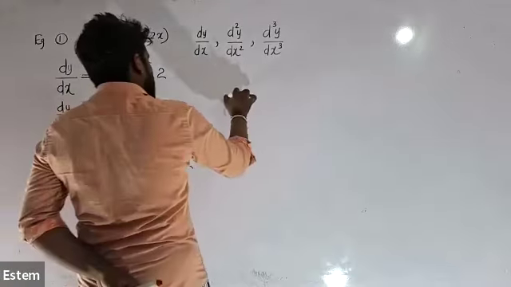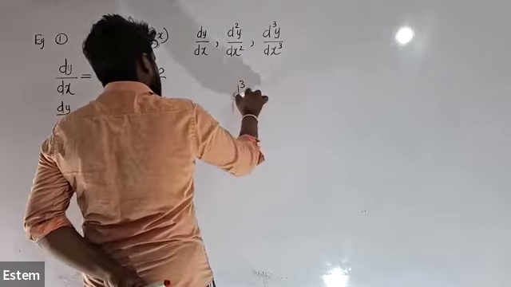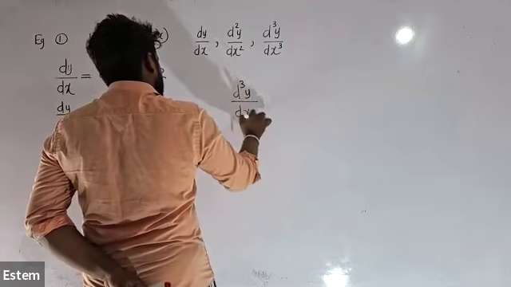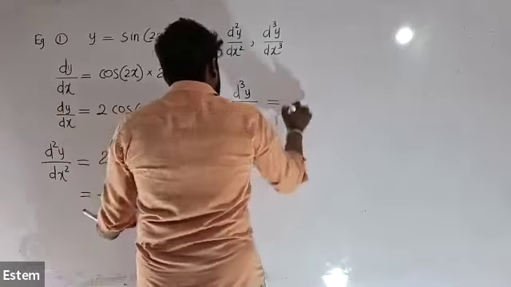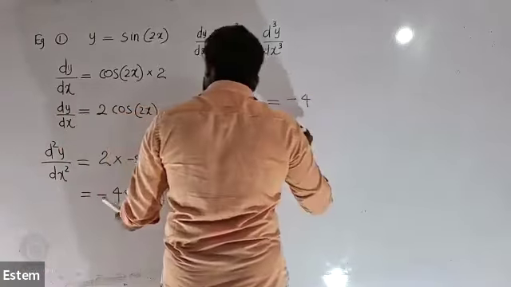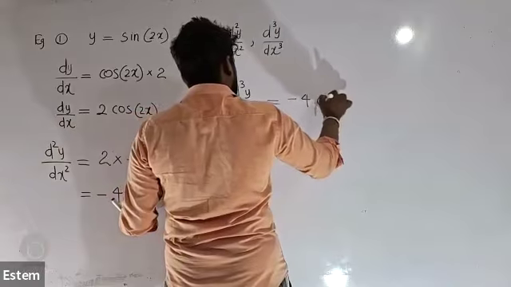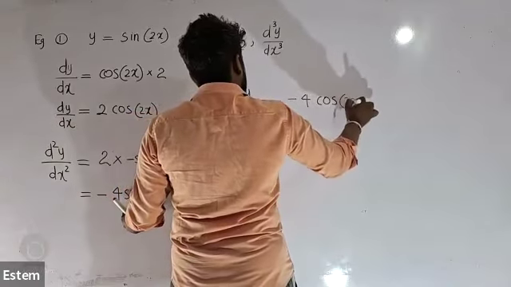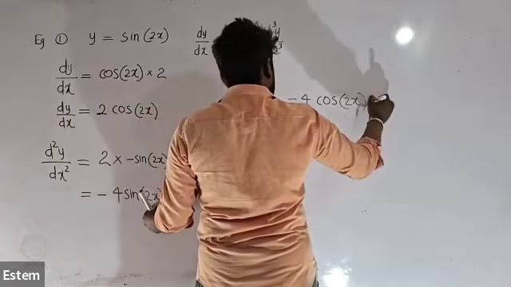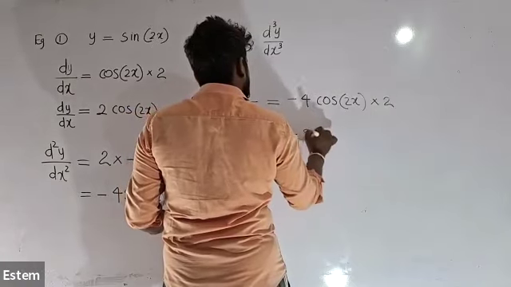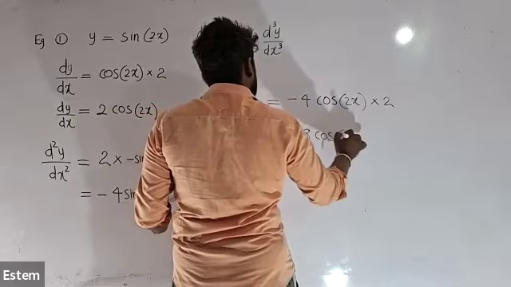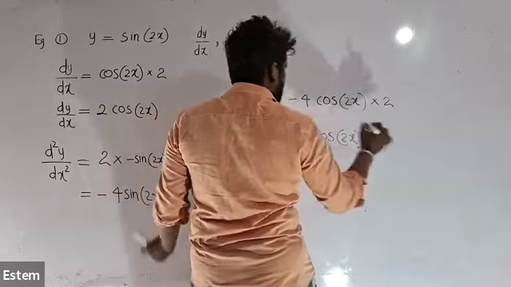Then how do we get the third order? Minus 4, and we differentiate sine 2x, which is cos 2x, and then multiply by the differentiation of 2x, which is 2. Then the final answer is minus 8 cos 2x.